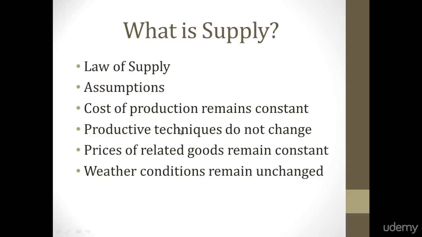Last one is weather conditions remain unchanged. The production and supply of agriculture depend upon weather condition. Better weather condition causes high production, whereas bad weather may reduce the level of production.